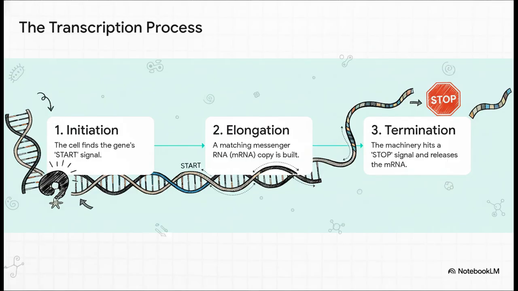So the process of making that photocopy, transcription, happens in 3 pretty simple steps. First up is initiation, where the cell's machinery scans the DNA and finds that start codon. Then comes elongation, where it moves along the gene, reading it and building a matching copy, called messenger RNA, or mRNA for short. And finally, there's termination. The machinery hits a stop codon, and the finished mRNA photocopy is released, ready to make its journey.